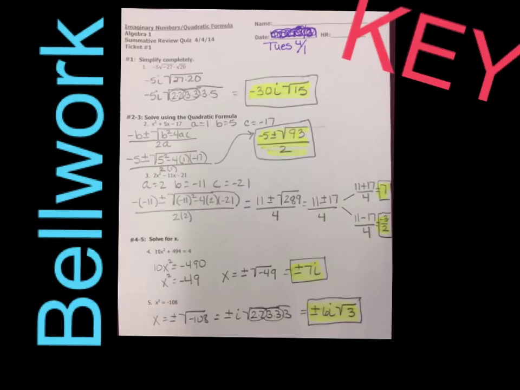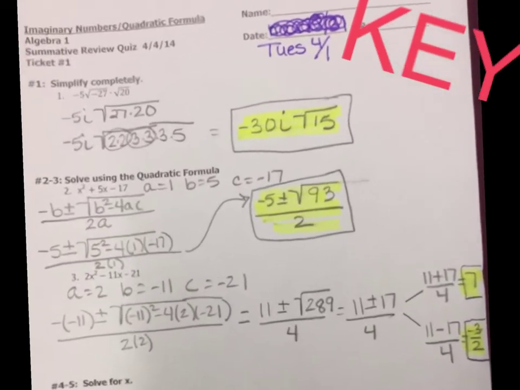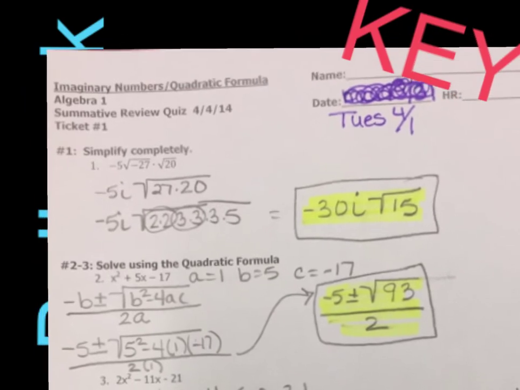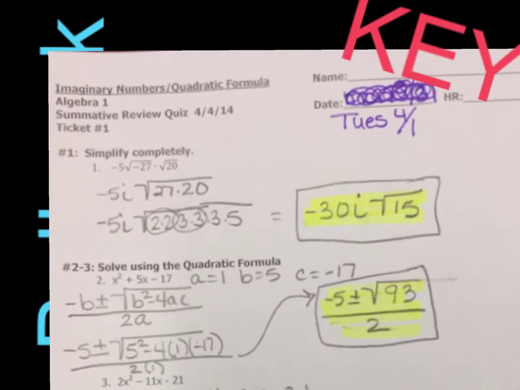Okay, here's the answer key to the bell work. I'm going to zoom in very quickly. Okay, number 1, simplifying. The negative 5i on the outside. I took the negative from the inside here, pulled it out, so now I have negative 5i. The 27 then times 20 on the inside, prime factorize, pull out the pairs. Negative 30i times the square root of 15.